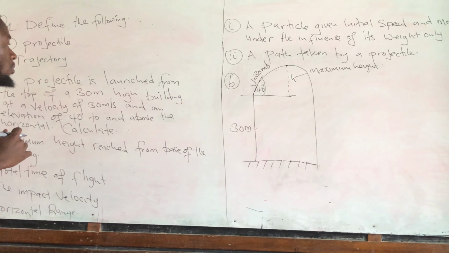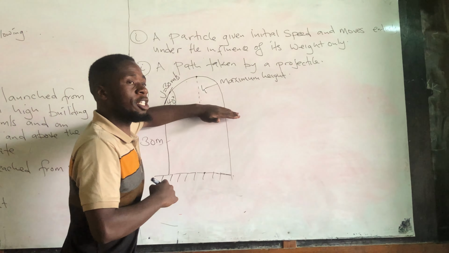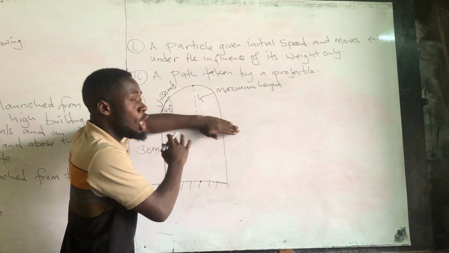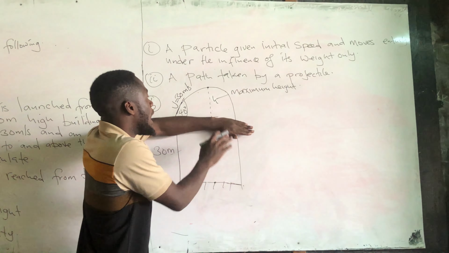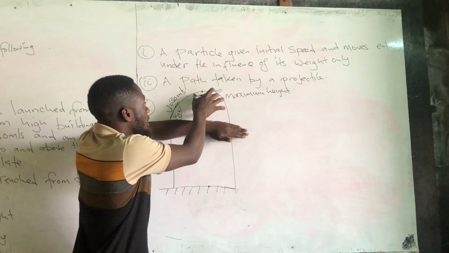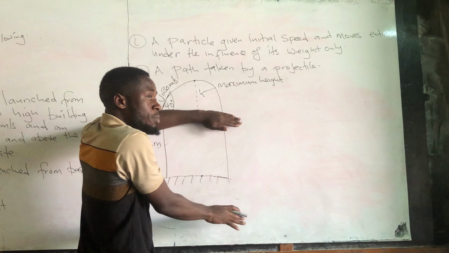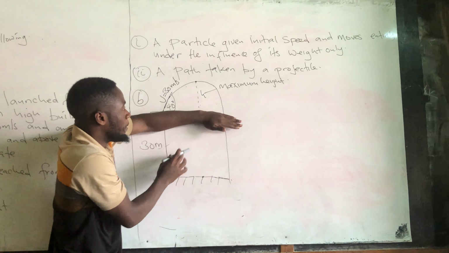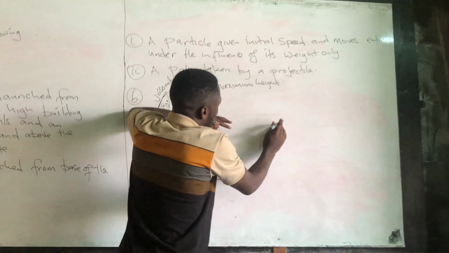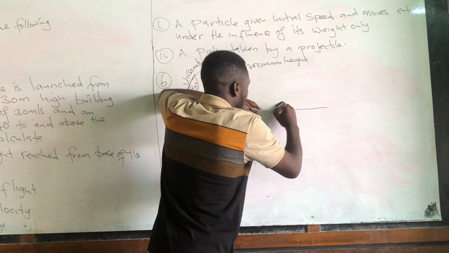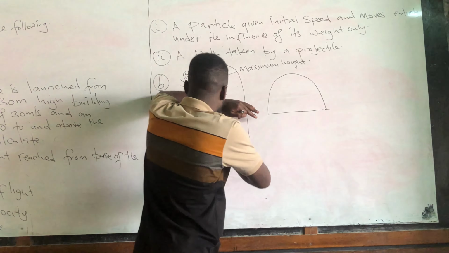If you want to find this h, you take the top part, which we call the basic type of projectile. Ignore the bottom part completely, ignore the 30 meters height, and concentrate on the top part. So we have a projectile like this one.